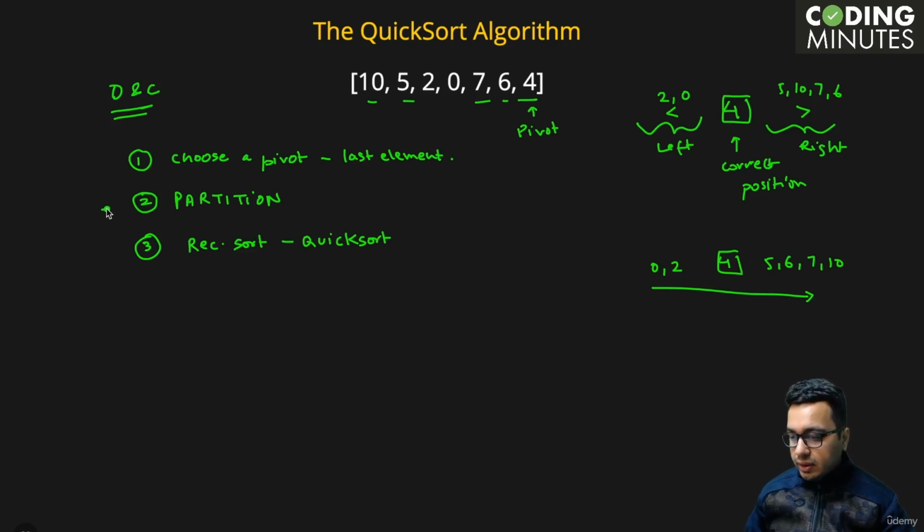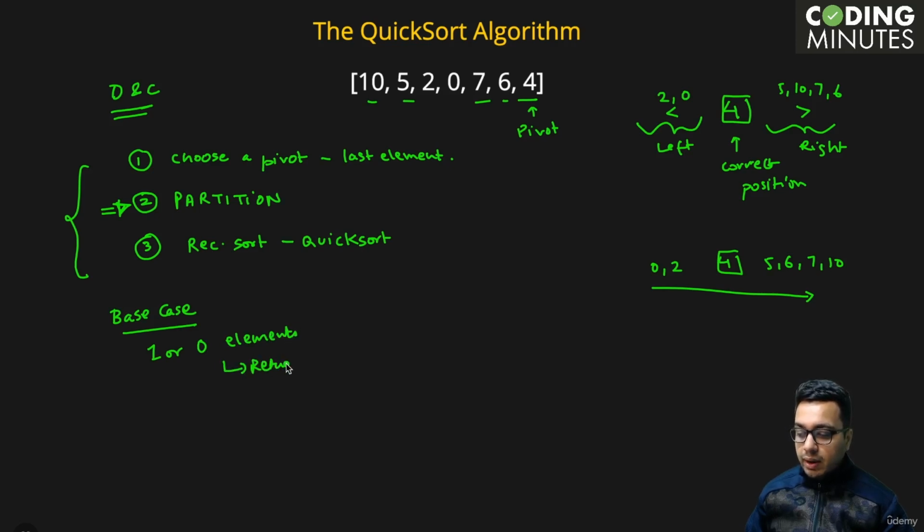Now let me explain this partition method in more detail before we dive into the implementation. These are the three important steps of quicksort. Since we are going to use recursion to implement this algorithm, you can also have a base case. If your array contains only 1 or 0 elements, you can simply return. That will form your base case if you're using recursion.